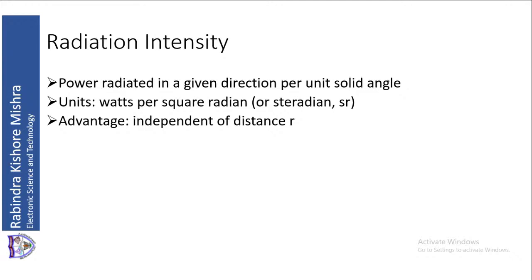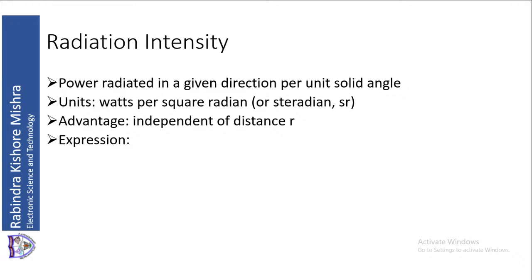The advantage is that radiation intensity is independent of distance r. It is not dependent on r because we are considering power radiated per unit solid angle at any distance r, so everywhere it will be the same. That is the advantage. Radiation intensity is independent of distance, and it is the power radiated in a given direction per steradian, or per unit solid angle.